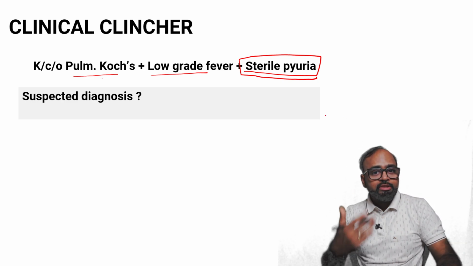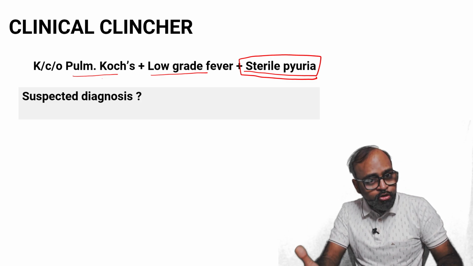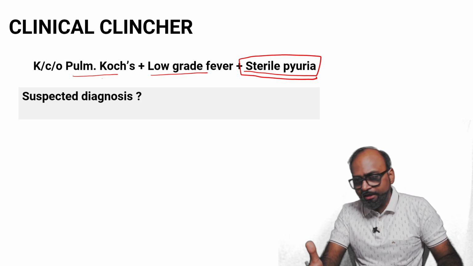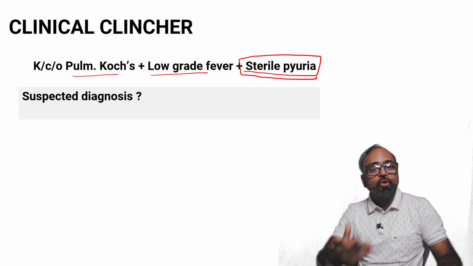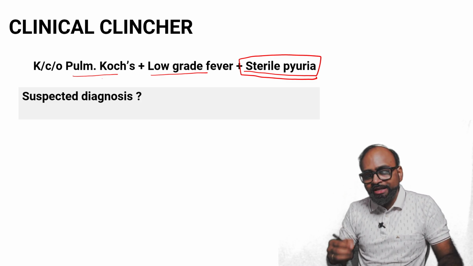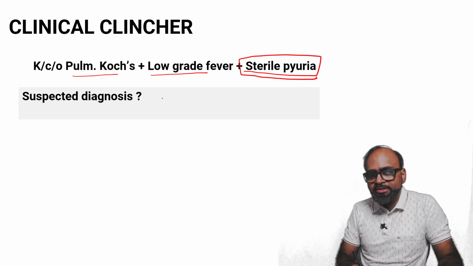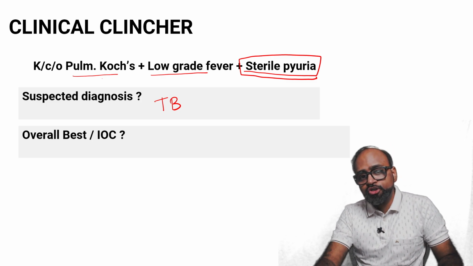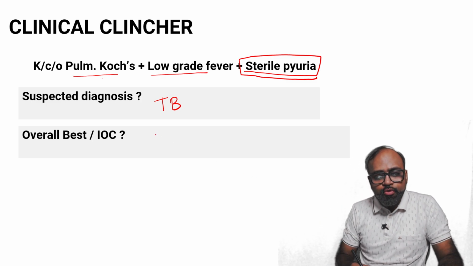But if you do a urine culture, there will be no microbial growth, because the infective causative agent is what? The infective causative agent is Mycobacterium TB, which would not grow on routine culture media, right? So the suspected diagnosis based on this history is going to be tuberculosis infection. So what is the overall best investigation, or investigation of choice? It is going to be a contrast enhanced CT.